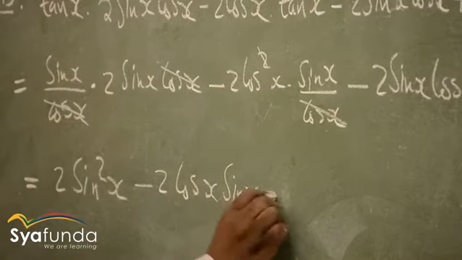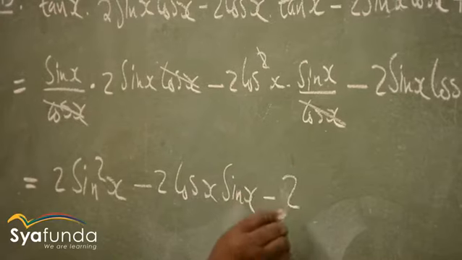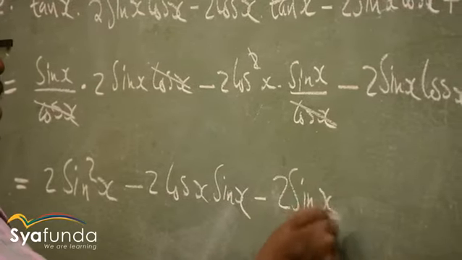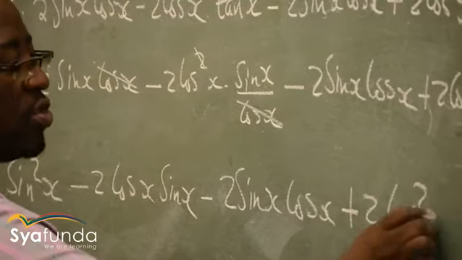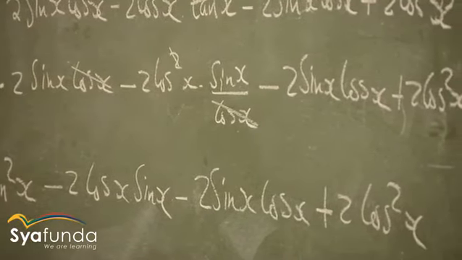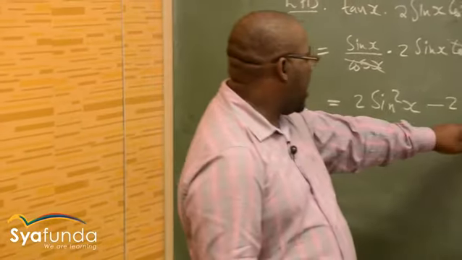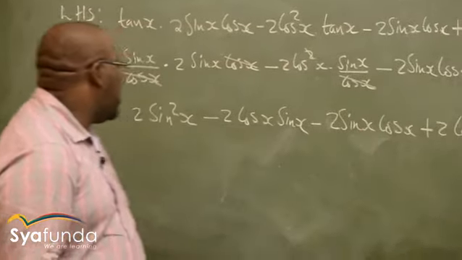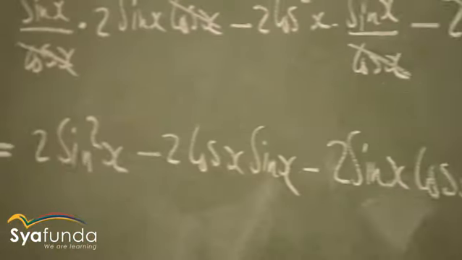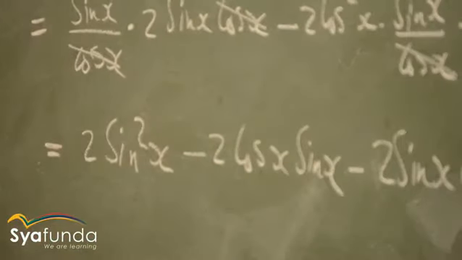Minus. What do I have there? I've got 2 sine x cos x plus 2 cos squared x. Right, this is what we have. This is cos x sine x. It is the same as this one, cos x sine x. How many of those do we have now? Negative 2, negative 2, altogether negative 4.